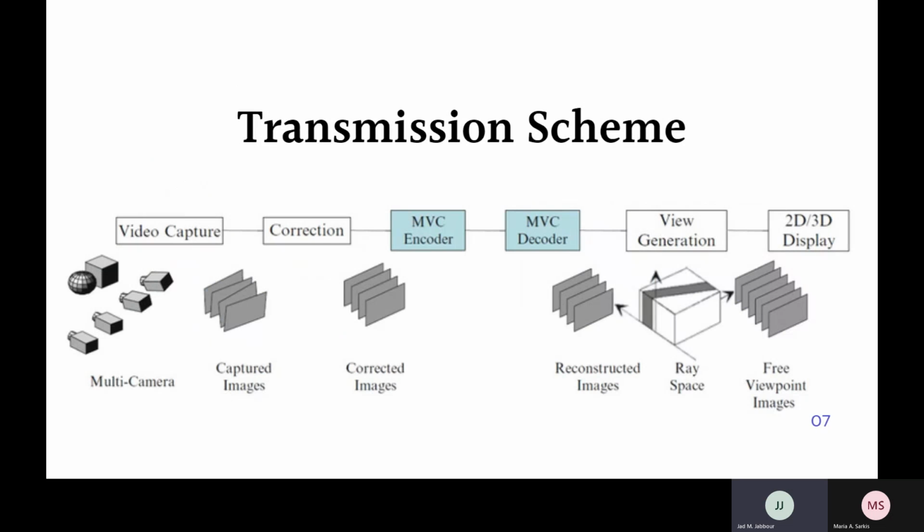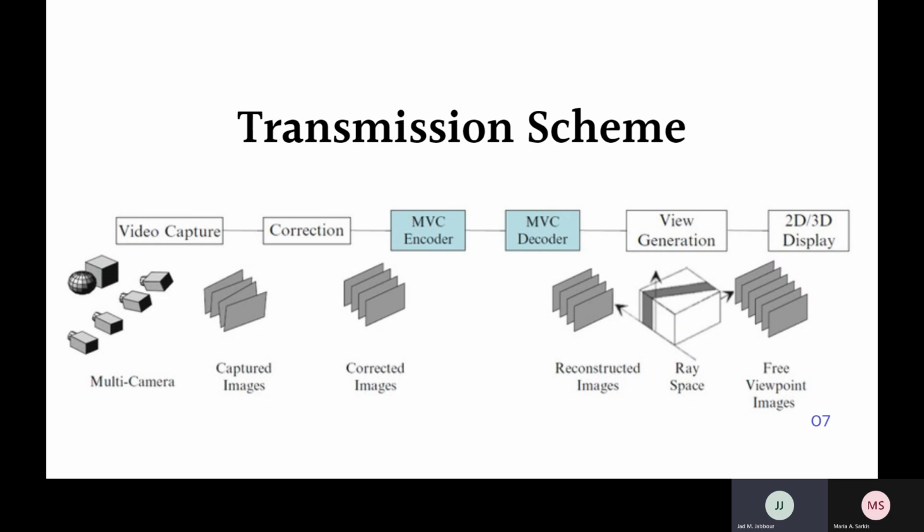We'll talk about the sending and the decoding processes. On the sender side, a 3D scene is captured by multiple cameras. These captured images contain the misalignment and luminance differences of the cameras, so they must be corrected to construct the ray space. These corrected images are compressed for transmission and storage by the multi-view coding encoder.